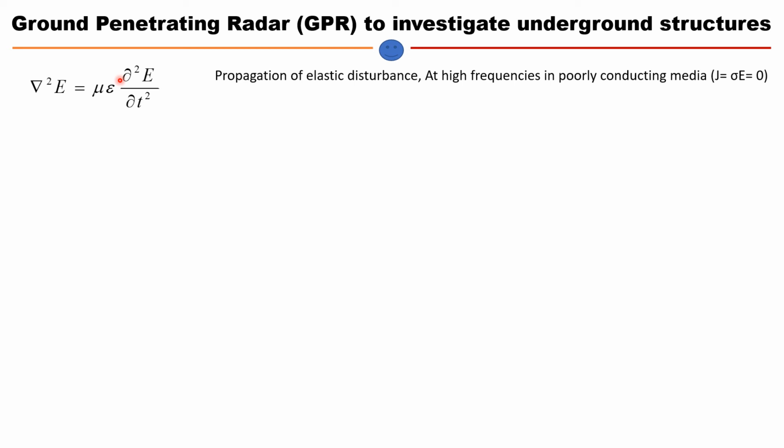So we can see that this is the wave equation. The wave equation means the propagation of an elastic disturbance. In deriving that, we assumed that J is equal to 0. Physically, in application, we implement it by saying that in a poorly conducting medium, the conduction term is less compared to the displacement term.